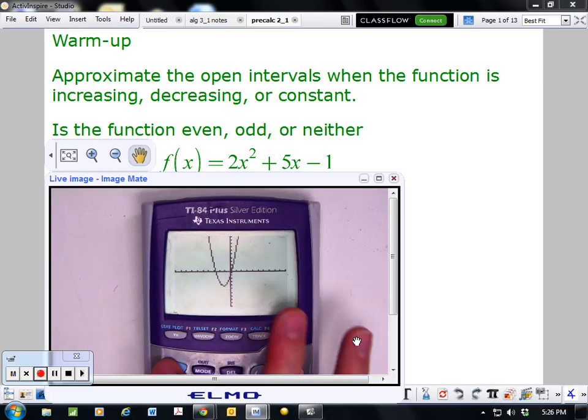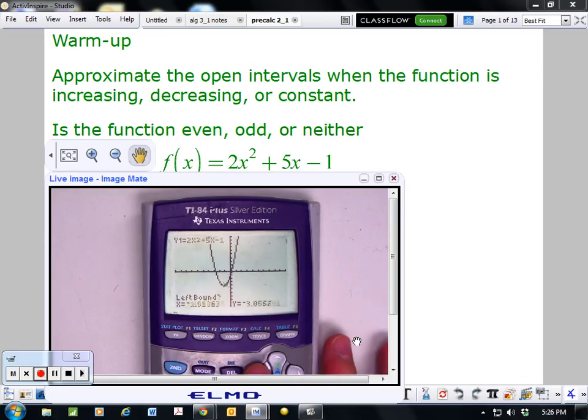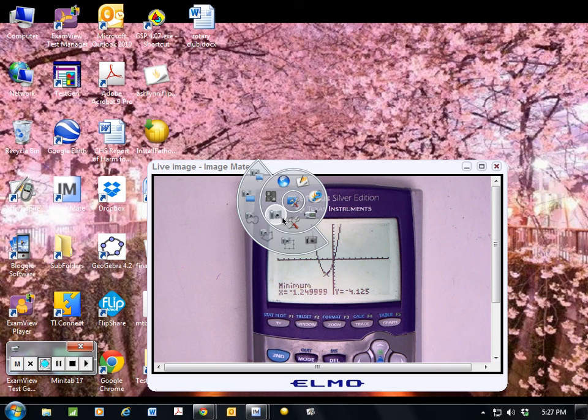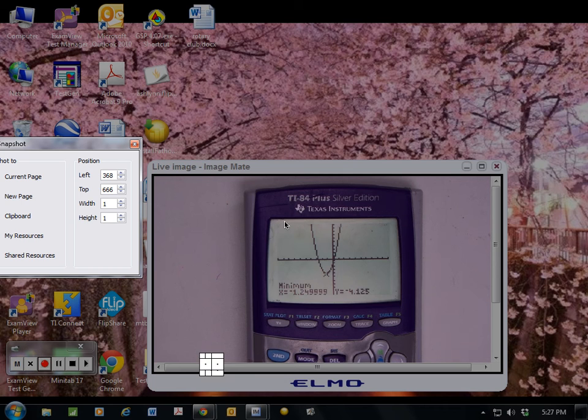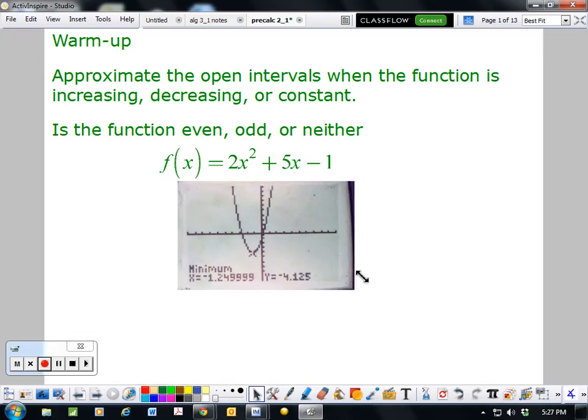So I'm going to hit second calculate and calculate our minimum value. I'm going to go on the left side of the min, the right side of the min, and it tells us what that minimum value actually is. We're going to take a real quick picture here of what that looks like, and then we'll talk about that. Okay, so that's our graph.